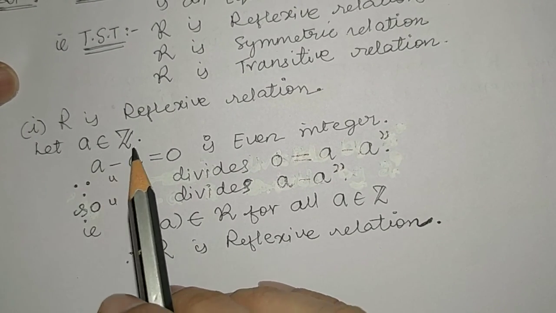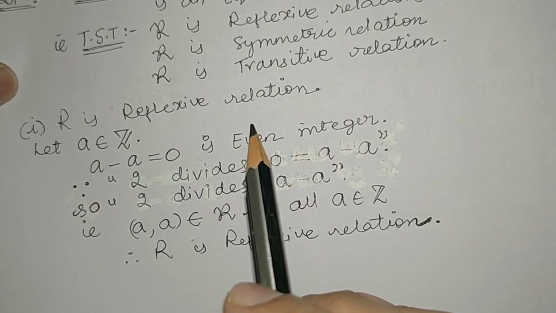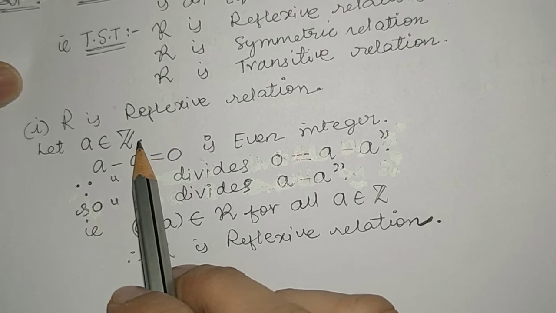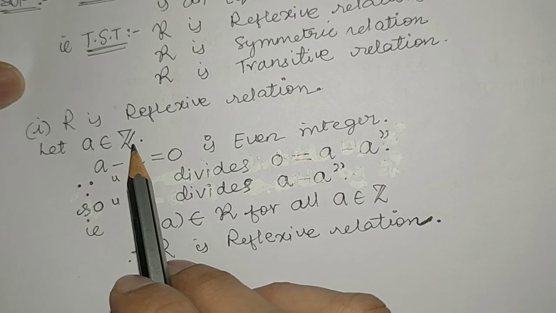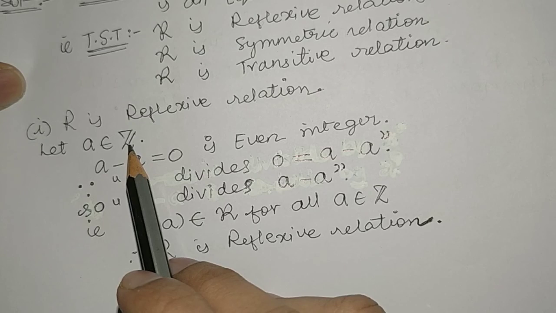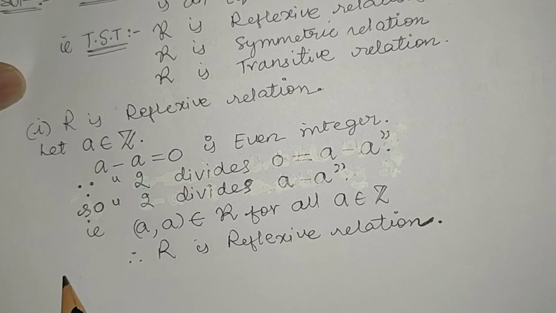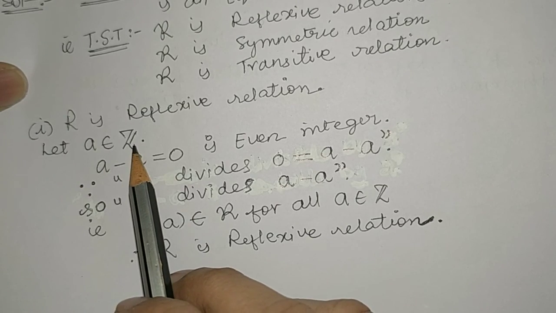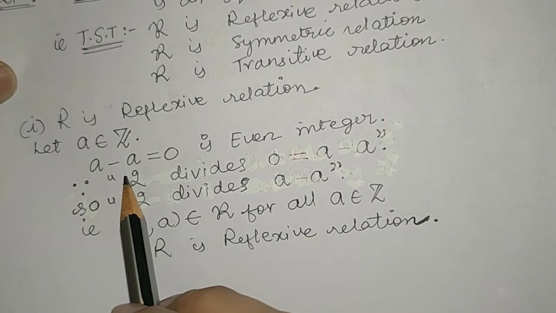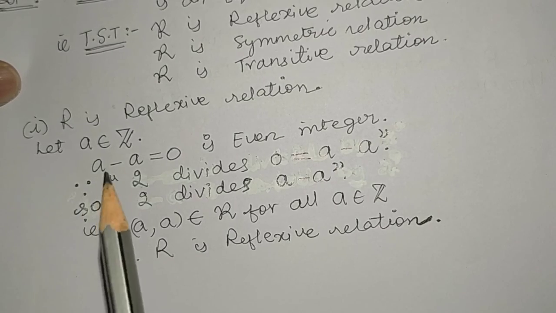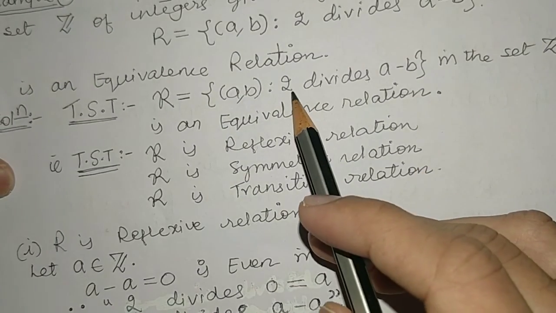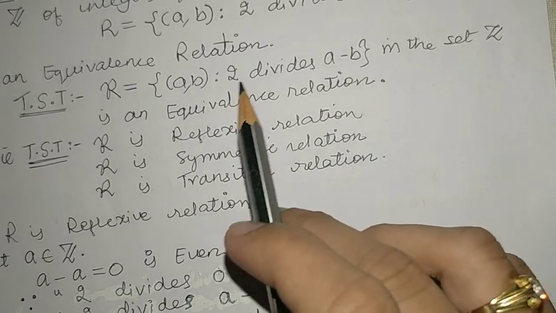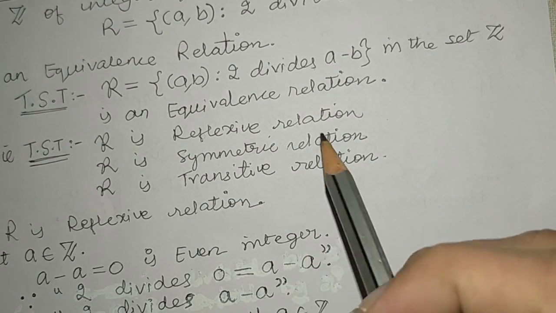What do you have to prove in a reflexive relation? That a comma a belongs to the set R, taking any element in the set A. Here the set A is the set of all integers, that is script Z. So we have taken one element a in the set of integers. Now you look at the condition of the relation. What is the condition? 2 divides a minus b, it is given, okay?